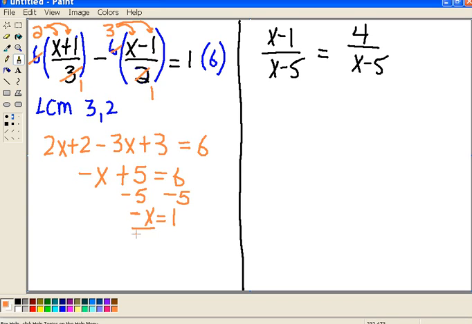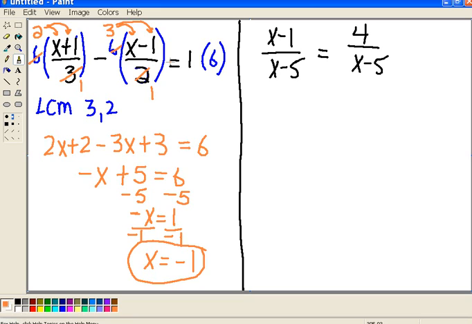And now to isolate x, or get rid of the negative, I can think about this as either multiplying or dividing by negative 1, and I get that x equals negative 1. Now remember, whenever we're solving rational equations, we have to make sure that if we plug our solution back in, it does not give us something undefined. I don't really have to worry about it in this case because I have no variables in the denominator, so I'm fine. This is actually the solution.